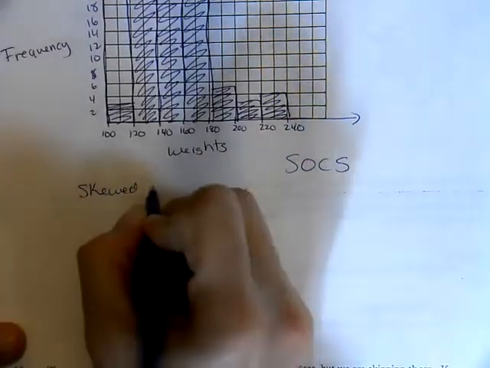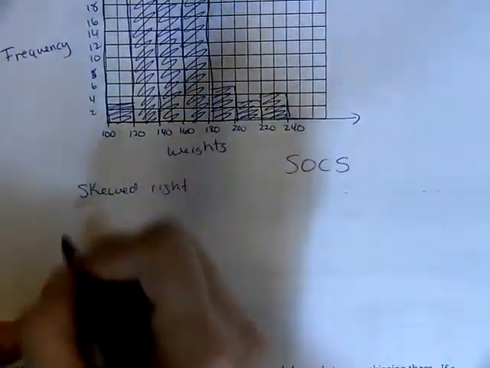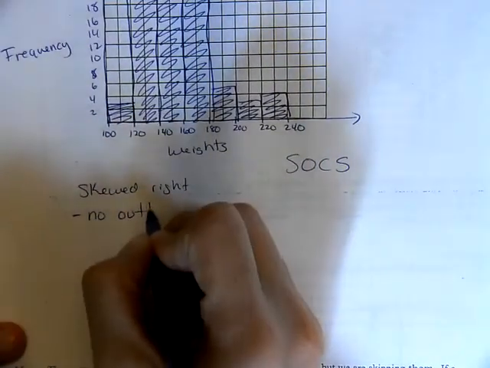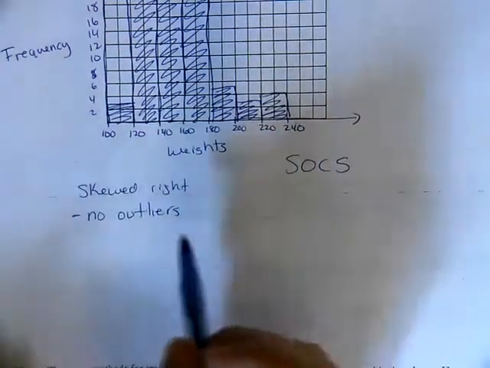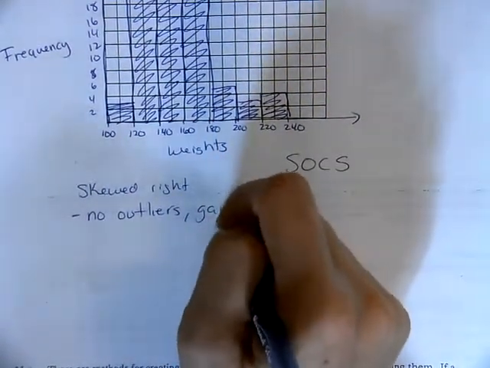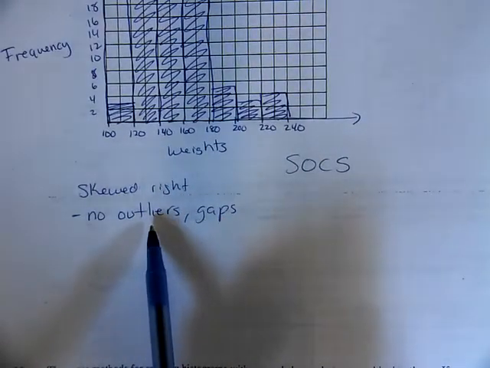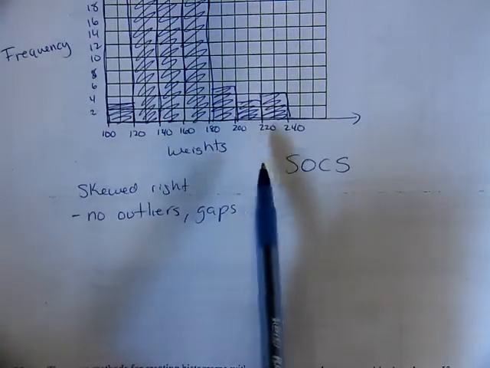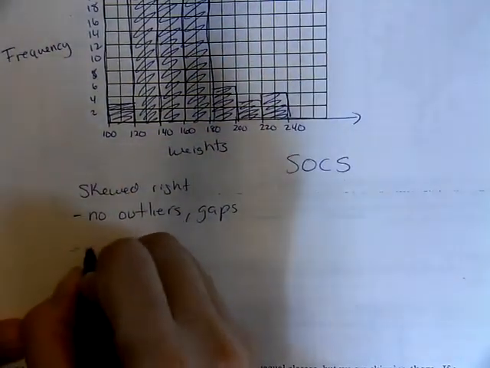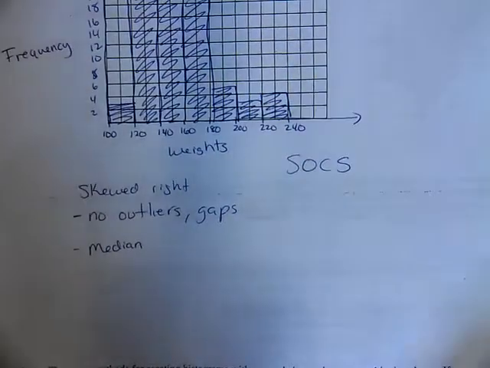skewed right, because the tail will be there. The only thing with a histogram, there's no way to tell if there are outliers, unless there is a gap, which would be the only way to tell if there was an outlier. So you lose that in a histogram, unlike a stem and leaf plot. And also the median cannot be as accurate because you don't have the numbers.